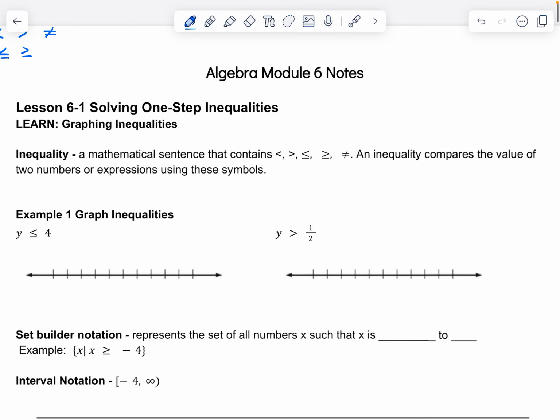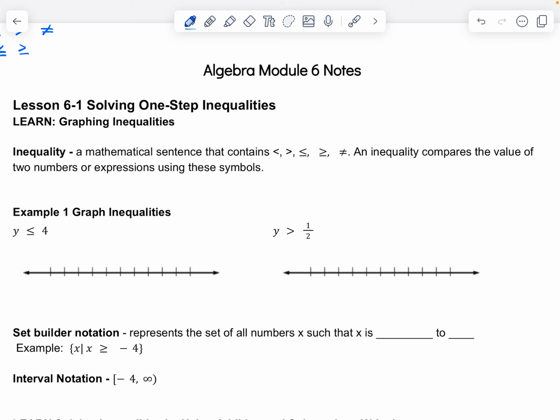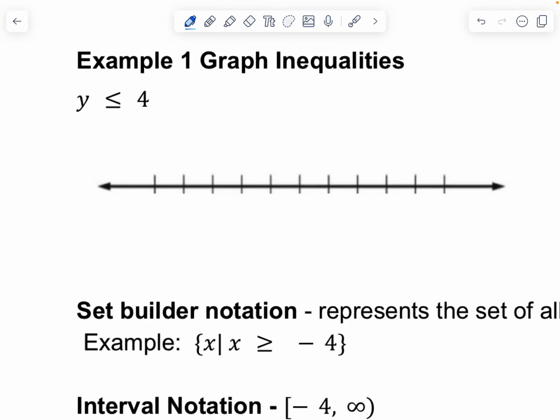Now, an inequality is a mathematical sentence that contains less than, greater than, less than or equal to, greater than or equal to, or not equal to. An inequality compares the value of two numbers or expressions using the symbols. So I want to talk about this.